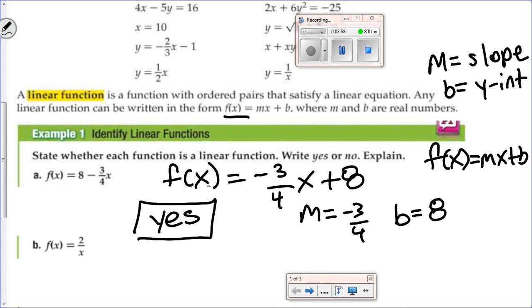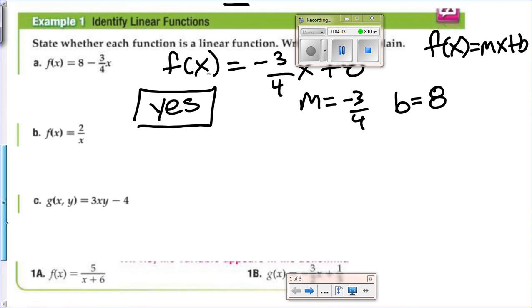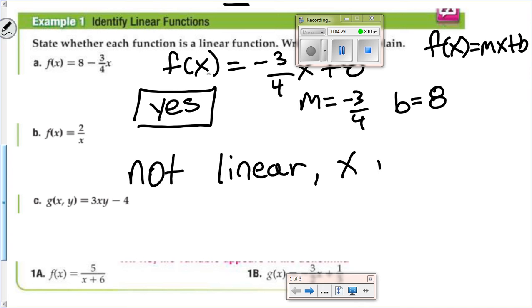Okay. Example B here, let me scroll. Would we be able to write that in a linear form, y equals mx plus b, or f of x equals mx plus b? No, we would not be able to. This one, clearly we have an x, so this is not linear. No, not linear. And to explain that, x is in the denominator. I'm going to run out of room. Denominator.